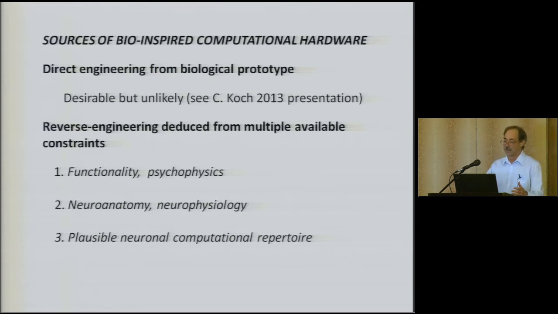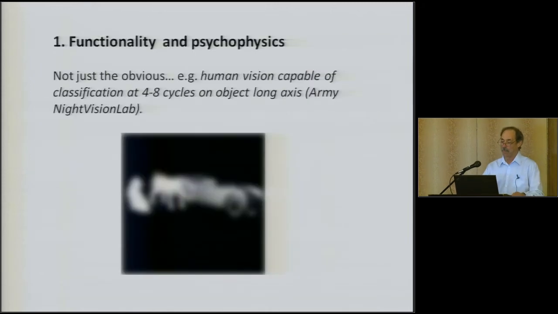The second is neuroanatomy and neurophysiology. And we know something. A lot of the results are ambiguous. It's very difficult, as we all know, to build a system off that, but still we can get some ideas. And the other is that the neuron itself limits the set of operations that we can use to perform this computation. So if we establish a set of plausible computational repertoires, the solution has to be within that set.